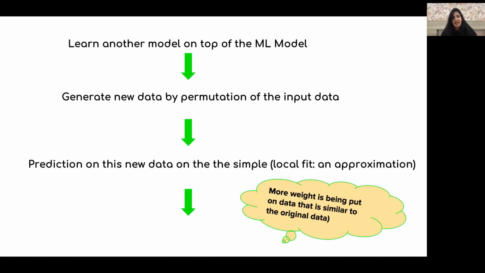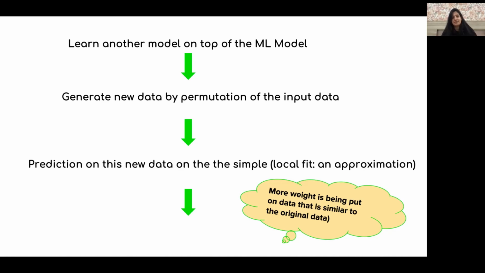Once it has done that, the prediction is done on this new, simple data set that was created. Now, the importance of this new permuted data is that more weight is put on data that is similar to the original data. That means a distance is taken from these permuted data points to the original data points, and that's how these are weighted.